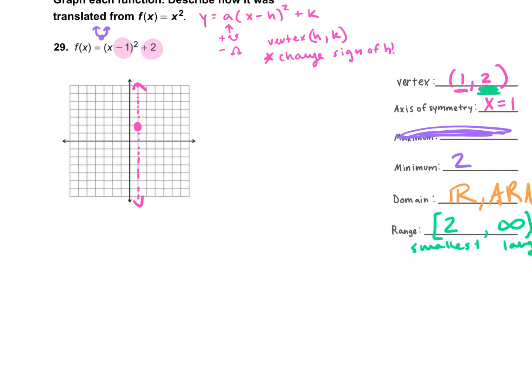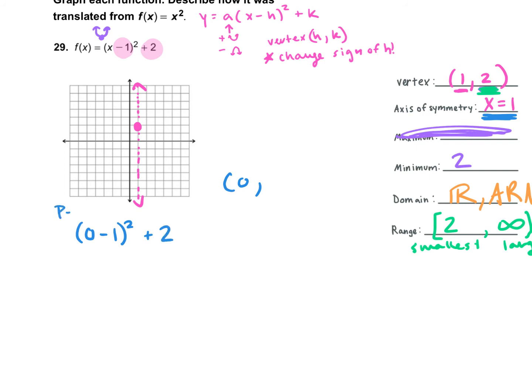So I want to plug in something close to the axis of symmetry. So my axis of symmetry is 1. So Tessa says I should plug in 0. It's perfect. So I'm going to plug in 0 for what? For x or y? For x. So I have 0 minus 1 squared plus 2.